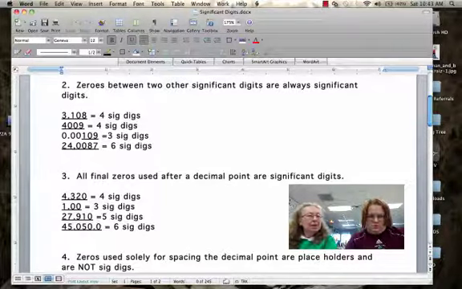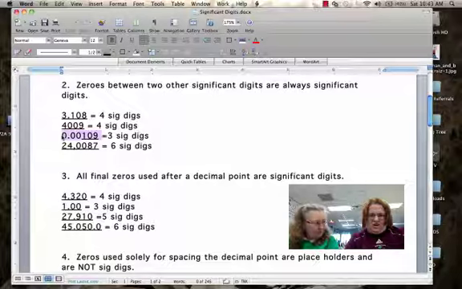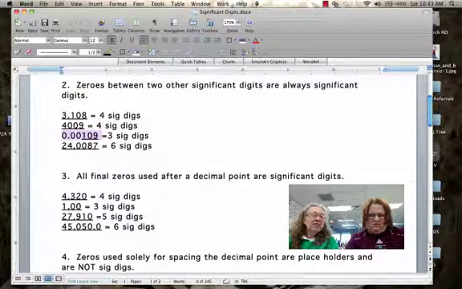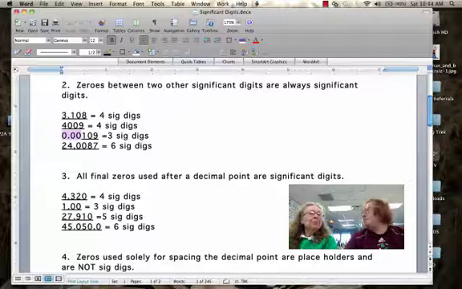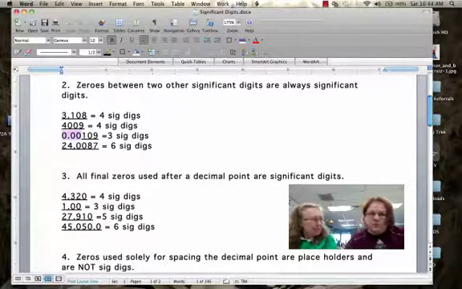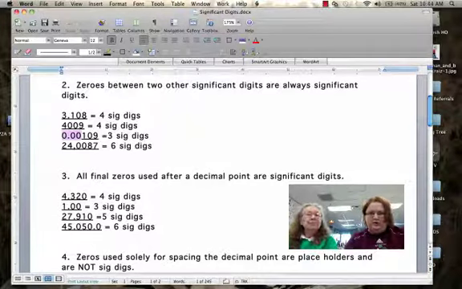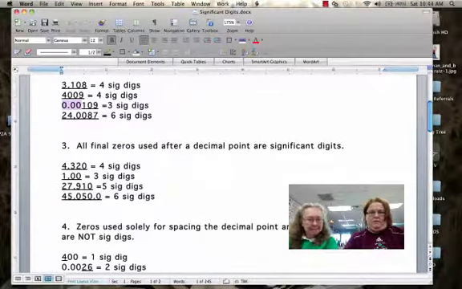Now, you may be wondering about those zeros in front of the 1. We're going to talk about those later because that's actually another rule that applies too. Right now, we're just looking at zeros that are between two other Sig Digs. So that rule makes sense? Yep, that does make sense. So if they're trapped, they're significant. Trapped, they're significant. Very good.